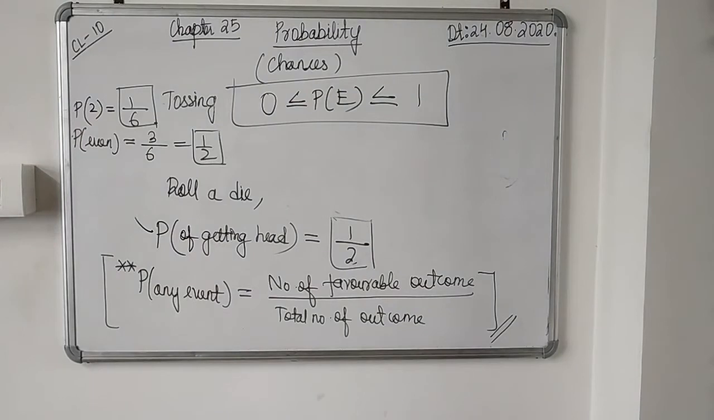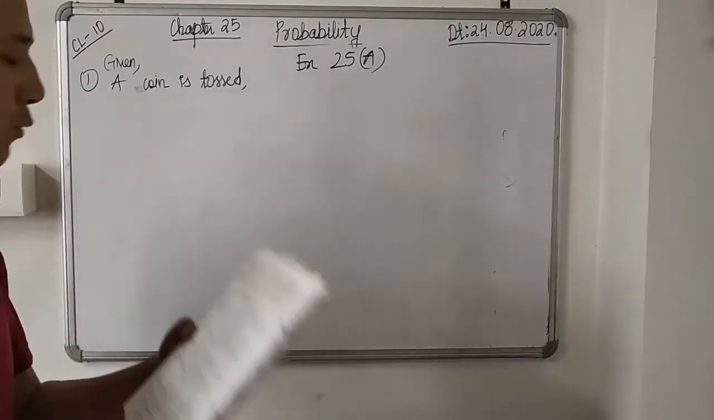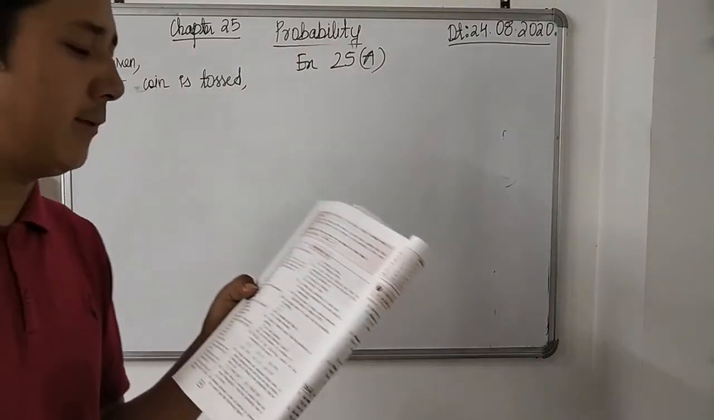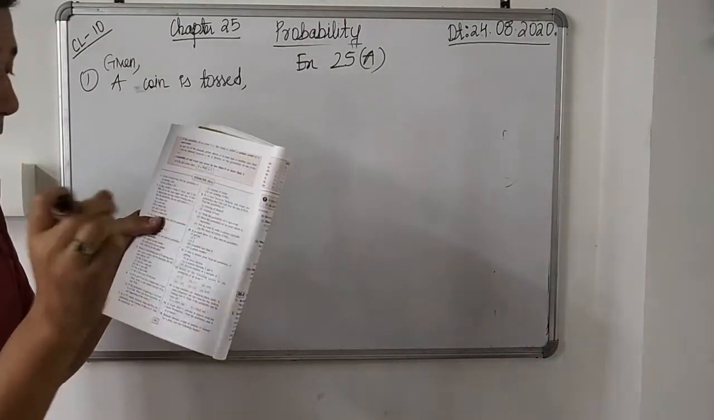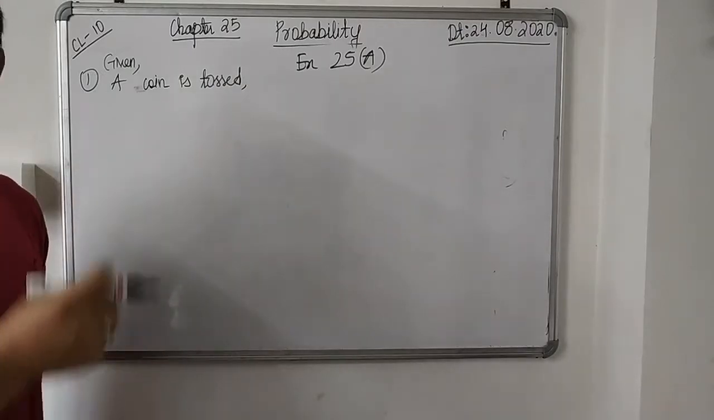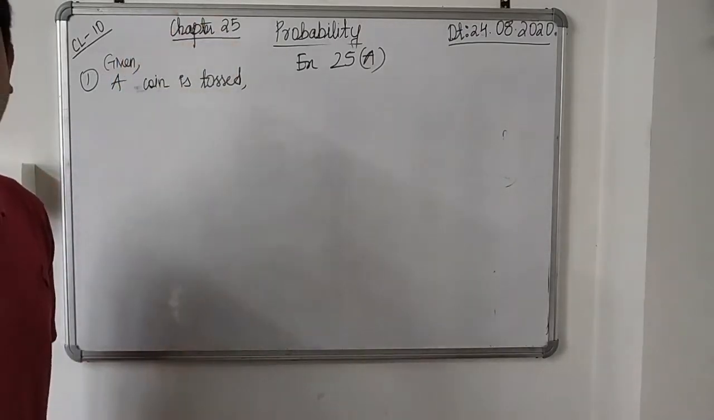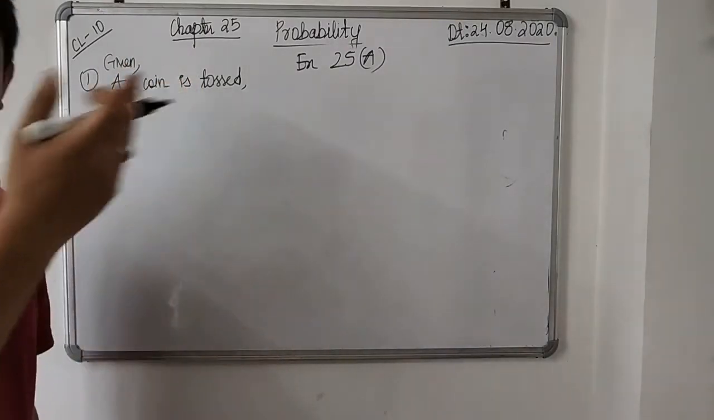Now we will start our exercise. Let us start exercise 25A. Question number 1, read the question. A coin is tossed once. Please read the question line by line. So you are tossing a coin once. If you toss a coin, what will you be getting? Either you will be getting head, or you will be getting tail.